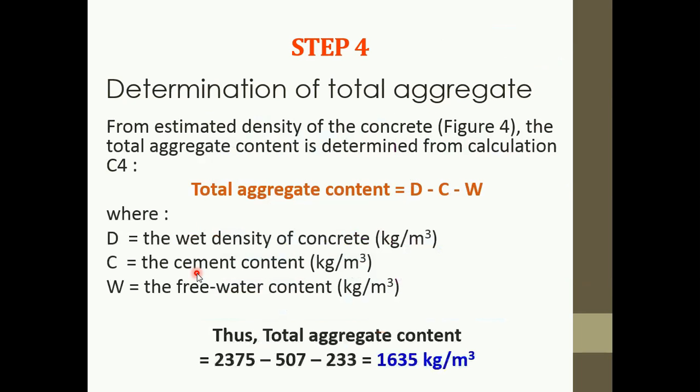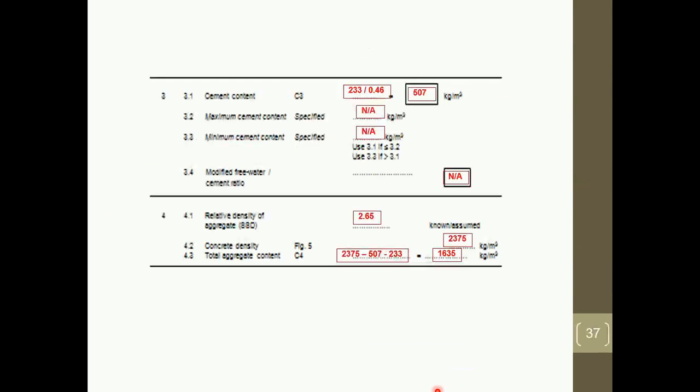To determine the total aggregate, from the wet density that we get, you need to subtract the cement content and also the free water content. From the previous step, we get that the cement content equals 507 and our free water content equals 233. Then total aggregate content equals 1635. So you substitute into the equation here. Relative density equals 2.65, our concrete density based on figure 5, we get 2375, and our total aggregate content is 1635.